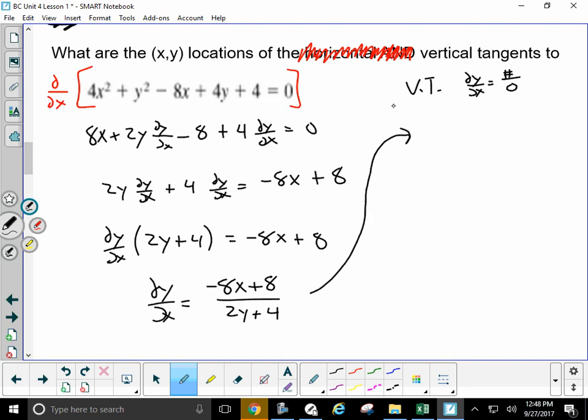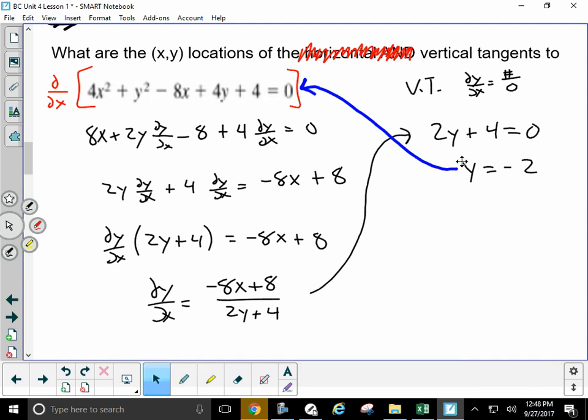Okay, for my vertical tangents, set the denominator equal to 0. Great, I have the y locations, but I want the x, y locations. What would I do here to find the x locations when y is negative 2? Exactly, take this and plug it into the equation that tells us the relationship between the x's and y's for all of these points on the graph. Okay, go ahead and do that. Let's see what the x locations are.